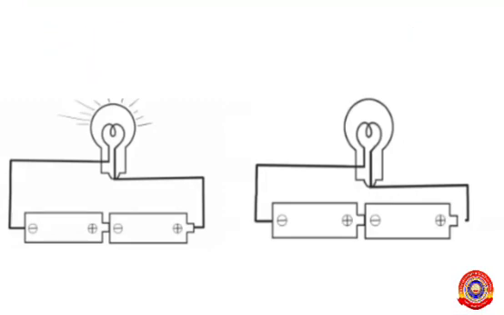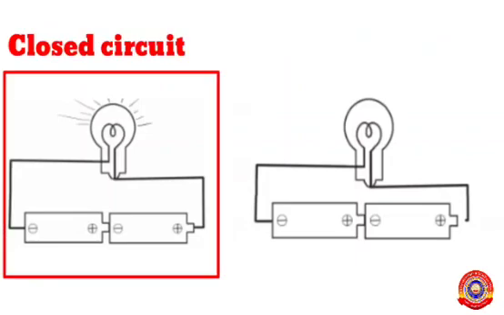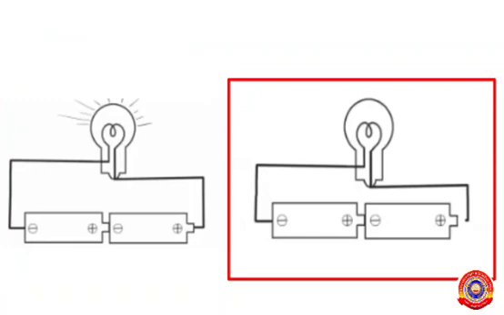Yes, the first one is a closed circuit because the cell and the electrical components are perfectly connected. And when the current passes through the circuit, the bulb glows. So it is a closed circuit. The second one is an open circuit. Here, the source of electricity and electrical components are connected, but it has some breakage. When current passes through the circuit, the bulb doesn't glow. So it is an example of an open circuit.